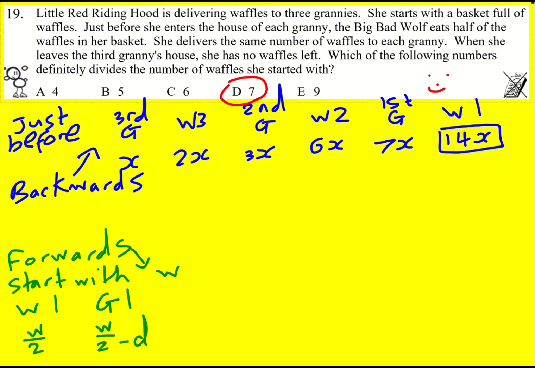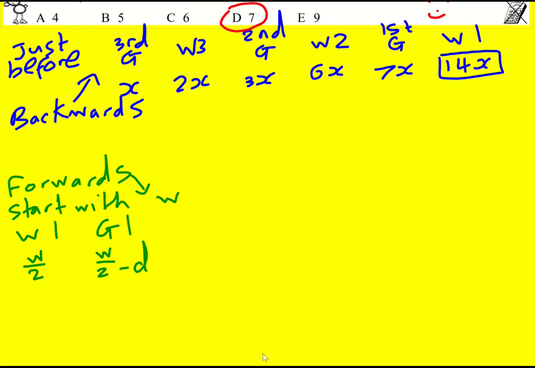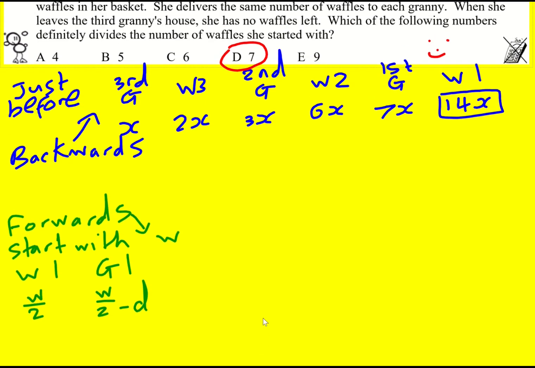Arguably this approach is not as good because I've got 2 unknowns, but if I can link them together, then I'll be sorted. And then wolf number 2 gets half of these. So it's going to be W over 2 minus D over 2, which I could multiply top and bottom by 2 to give W minus 2D over 4. It's a little bit nicer.